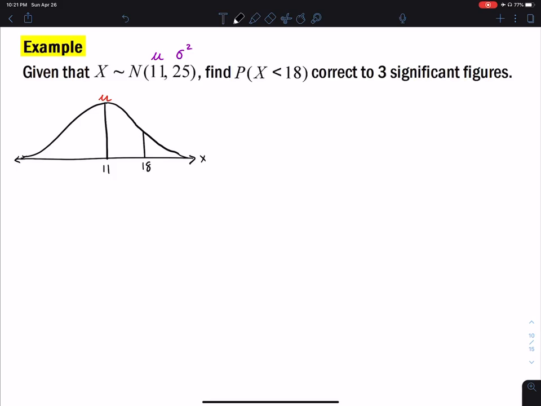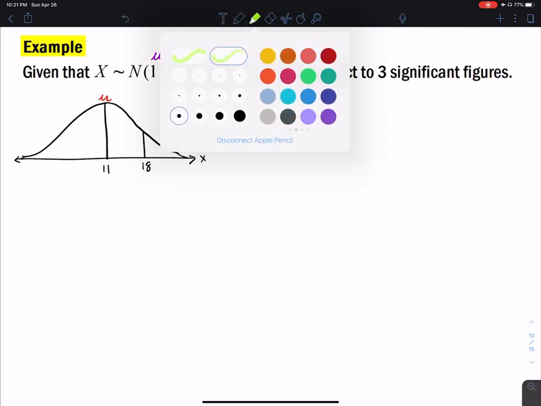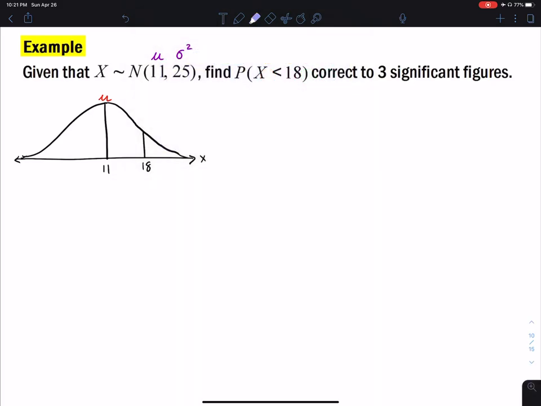Okay, so think about this as an x-axis that's continuous. They don't give us a probability; actually, we're trying to figure it out. So we're trying to calculate the probability that x is less than 18. So what I'm going to do is shade in everything that is to the left of this 18. Okay, so think about this bell curve, and all of this is what I'm trying to figure out.